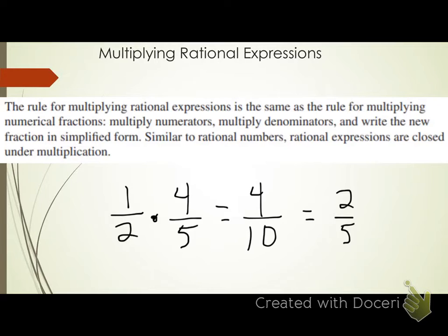It's the same concept with my rational expressions. We're going to multiply straight across and reduce. That's what this paragraph is pretty much saying. The rule for multiplying rational expressions is the same as the rule for multiplying numerical fractions. Multiply numerators, multiply denominators, write the new fraction in simplified form. Yeah, that's just an example with a numerical fraction. And then we don't really need this last statement, but it's up there anyways. Similar to rational numbers, rational expressions are closed under multiplication. We're not worried about that right now. We're ready to jump into an example of multiplying rational expressions.